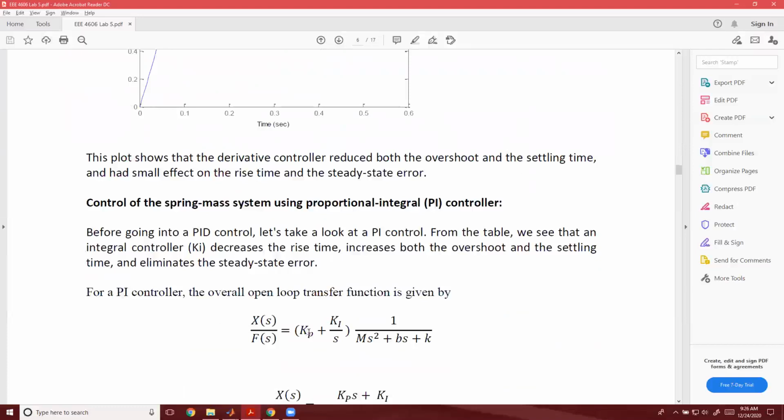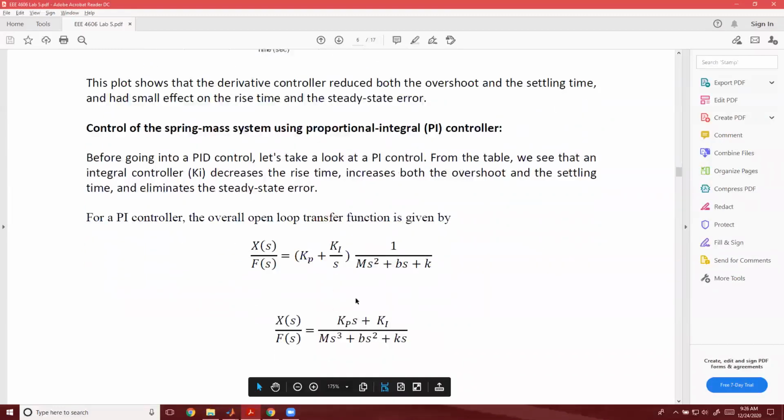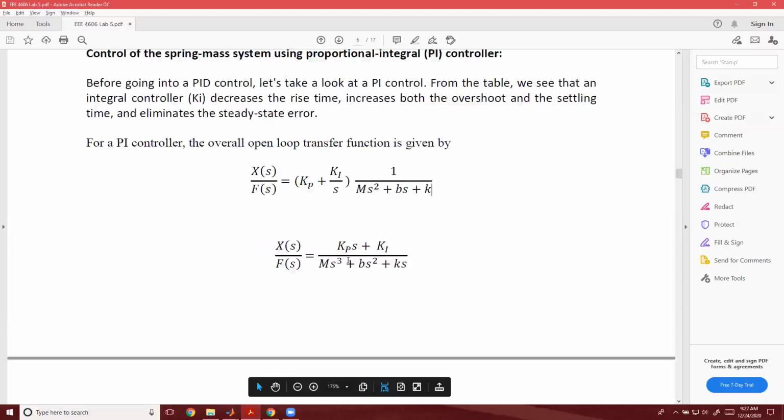So what's the transfer function if we have PI? It will be KP plus KI by S, right? And that will be multiplied by our original transfer function. So we have to manipulate this bit. We'll divide both sides by S in this case. So if we simplify that, we get something like this, right? But what happens is our denominator has increased in order by 1. So we have multiplied S to our denominator.